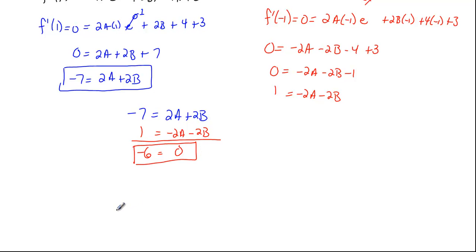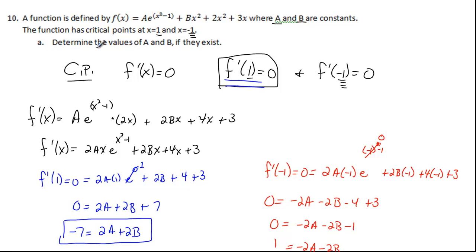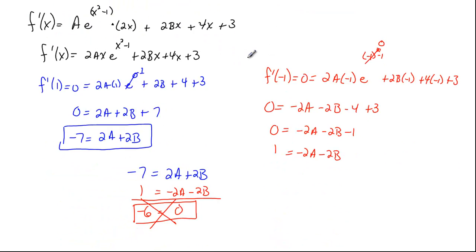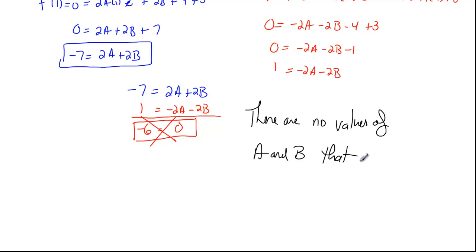Does negative 6 equal 0? Absolutely not. Therefore, since this is a false argument, there are no values of a and b that will satisfy this criteria. So notice here, values of a and b do not exist. So we can write out that there are no values of a and b that exist that satisfy the criteria.